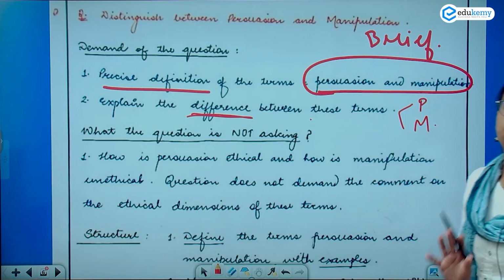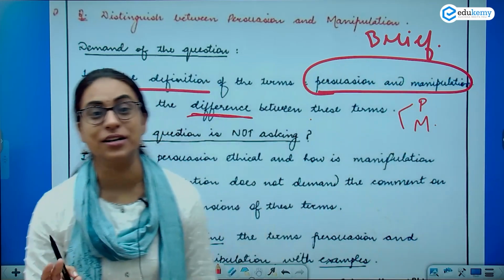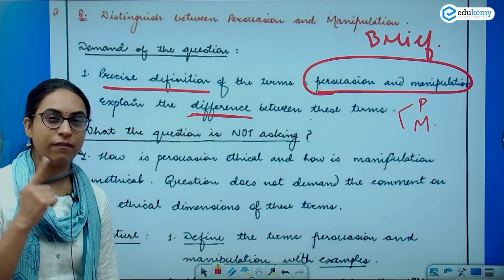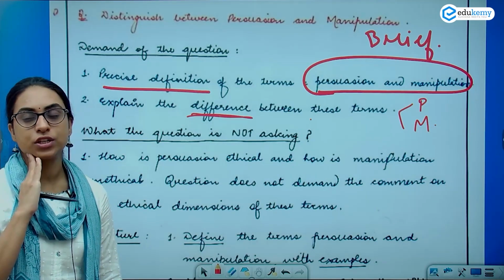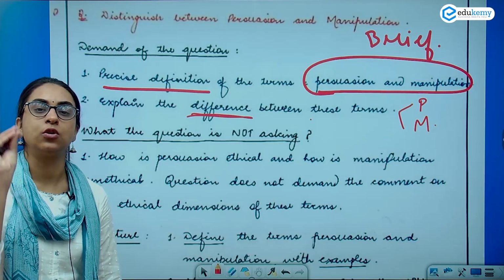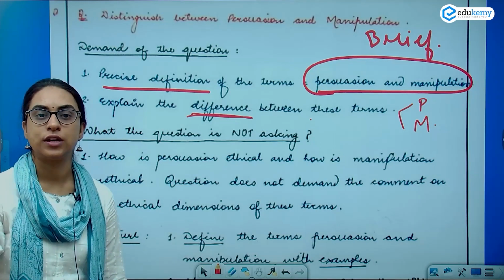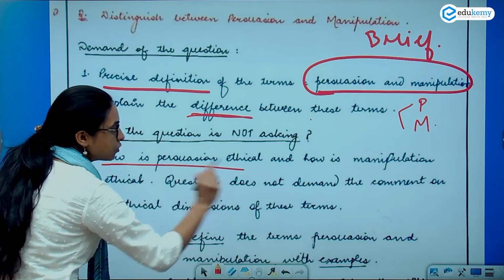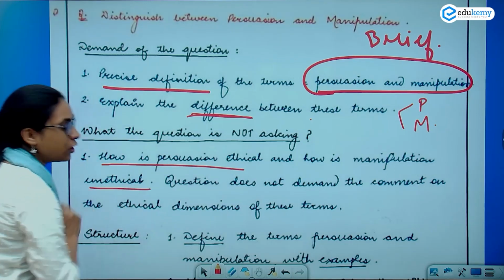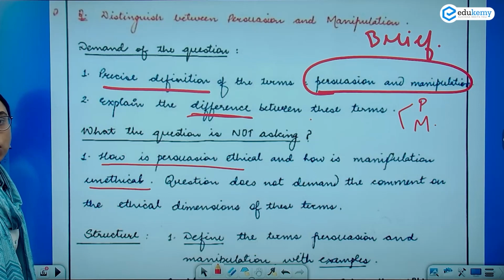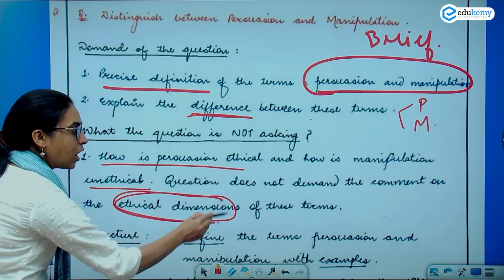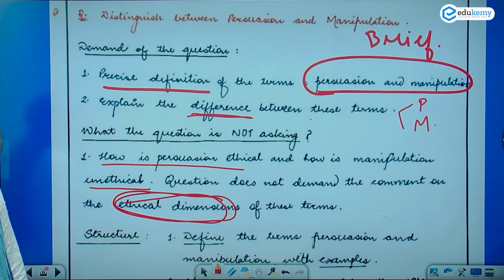Now it is very important for you to understand what the question is not asking. Because what happens is, in the ethics paper, for every answer you try to think whether it is ethical or not ethical. The question is not asking you this. The question is simply asking you to explain the difference between manipulation and persuasion. The question is not asking how persuasion is ethical, or how manipulation is unethical. The question does not demand you to comment on the ethical dimensions. They simply want you to explain the difference.